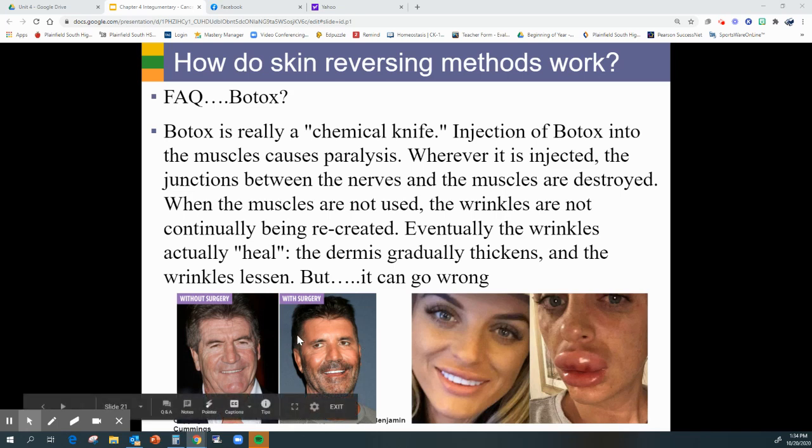Also, a lot of times with Botox, especially when you see these two different pictures, they're a little bit exaggerated, obviously, but with Botox they have this really flat appearance, and a lot of times they can't make a facial expression because, again, the Botox is actually deadening the nerve.